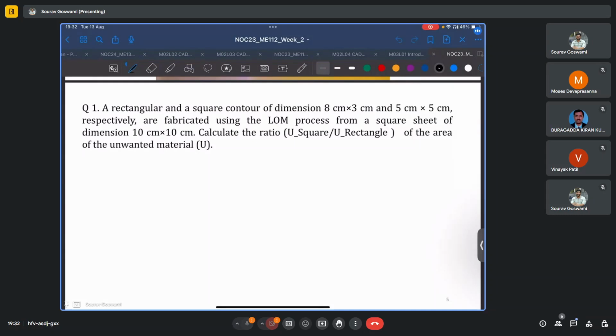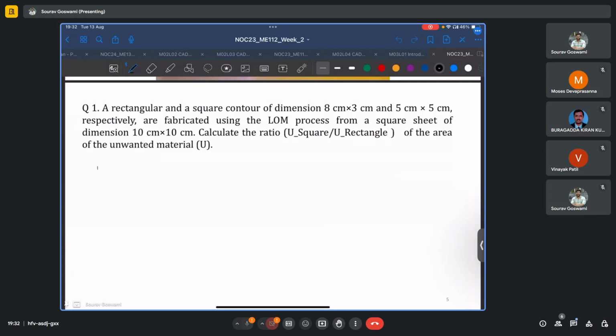The first question says a rectangular and square contour of given dimensions are fabricated using the laminated object manufacturing process from a square sheet of dimension 10 centimeter cross 10 centimeter. Calculate the ratio of the area of the unwanted material for the square to the rectangle.